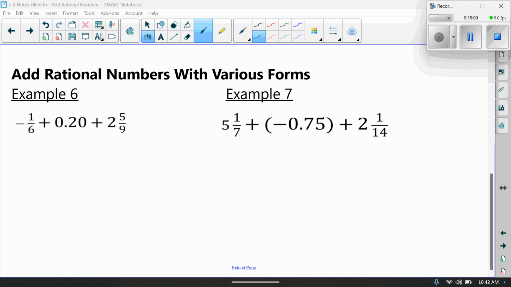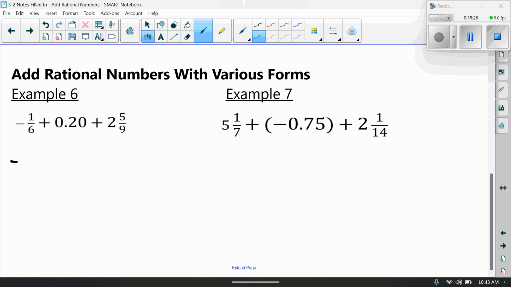Oh, wait a second. Nope, can't do it. Because in your calculator, type in 1 divided by 6 and tell me what you get. So because 1/6 is a repeating decimal, we have to use fractions. Is everybody with me? All right.